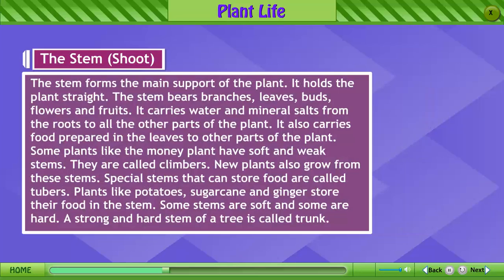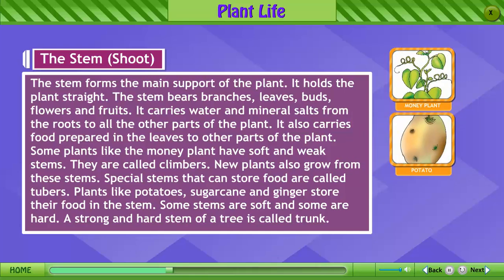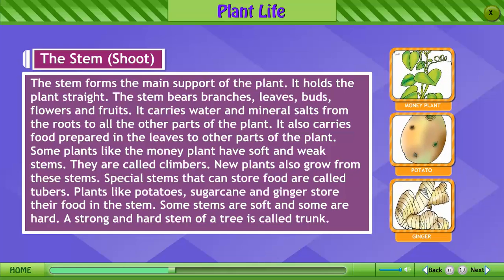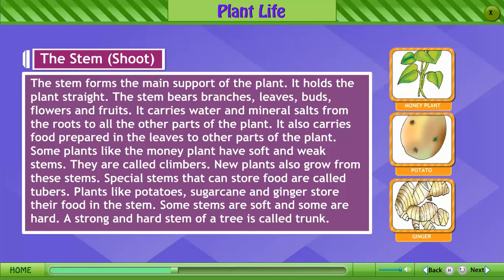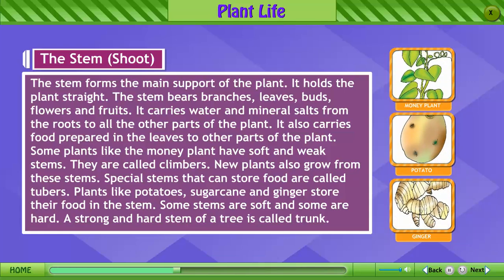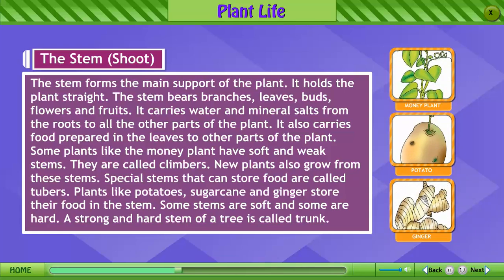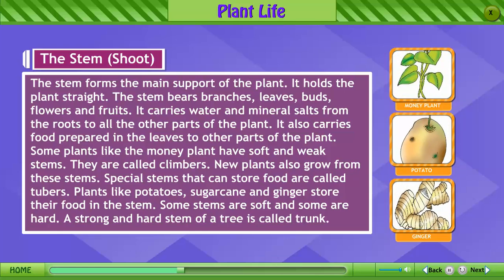The stem, shoot. The stem forms the main support of the plant. It holds the plant straight. The stem bears branches, leaves, buds, flowers, and fruits. It carries water and mineral salt from the root to the other parts of the plant. It also carries food prepared in the leaves to other parts of the plant.